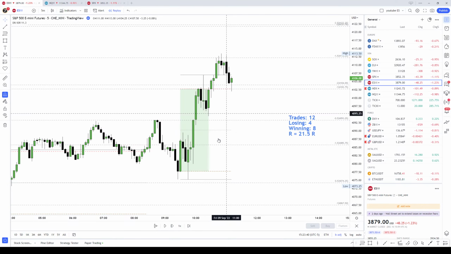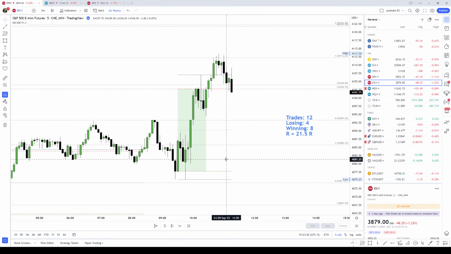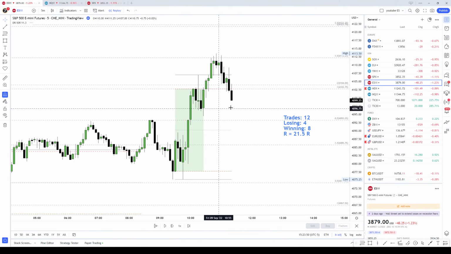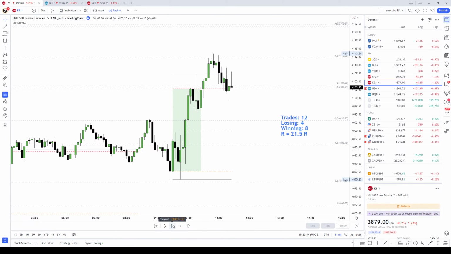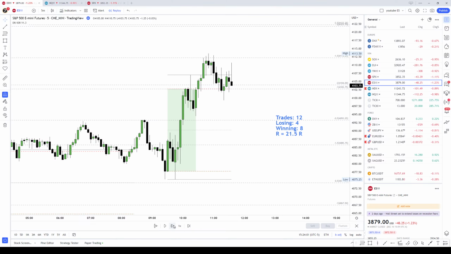So now rejection over here. We could take this one. It's just one candle, so I would like to wait for a little bit more confirmation. Yeah, unclear for me right now. Rejection from the top. We are not closing above. Waiting. Again, rejection. Now we are closing above again, but it's not convenient for me.